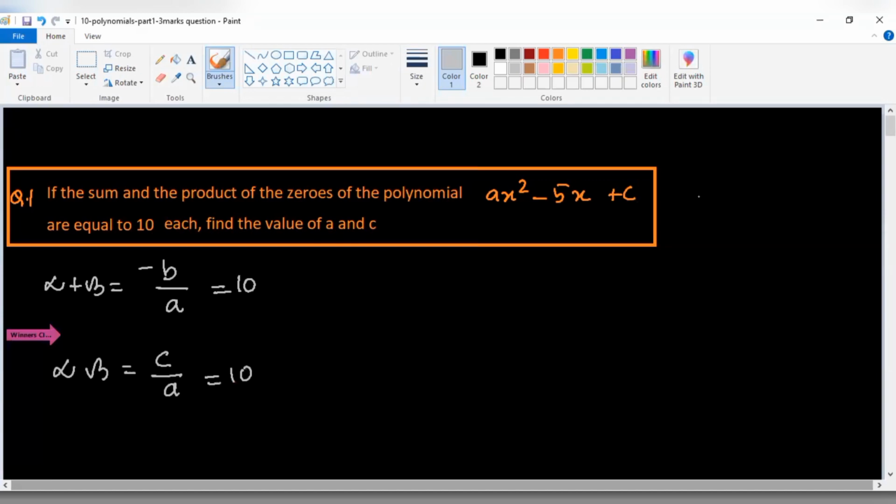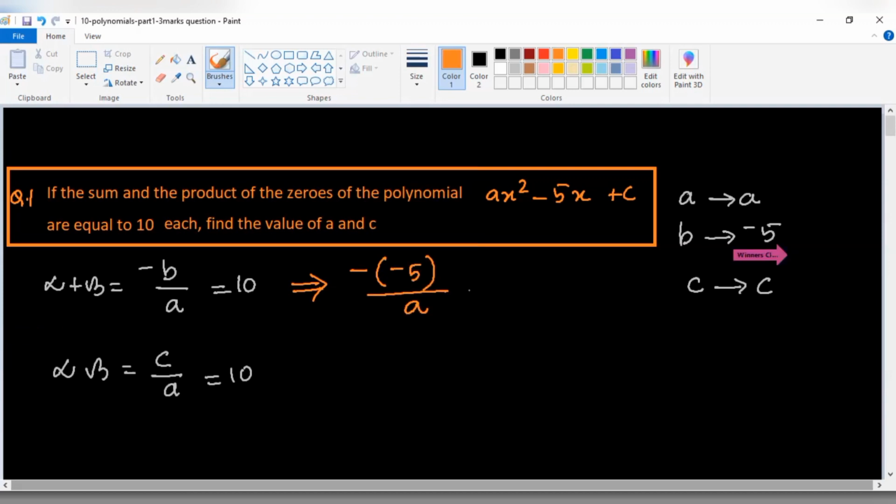Now in the given polynomial, in place of A we have A itself, in place of B we have minus 5, and in place of C we have C itself. So minus B by A, what will happen to that? Minus B by A will become minus of, in place of B we have minus 5, so minus of minus 5 by A is 10. Okay, we will solve this. See, negative of negative, minus minus together will become positive.